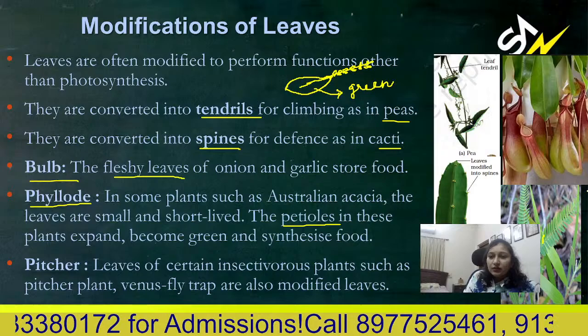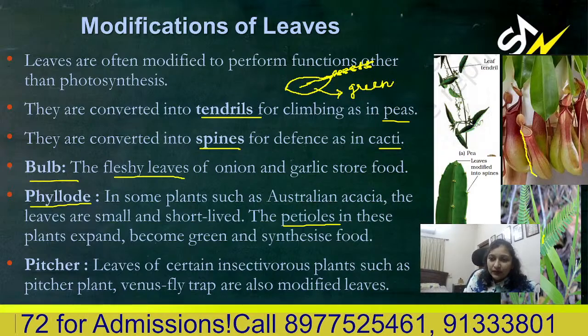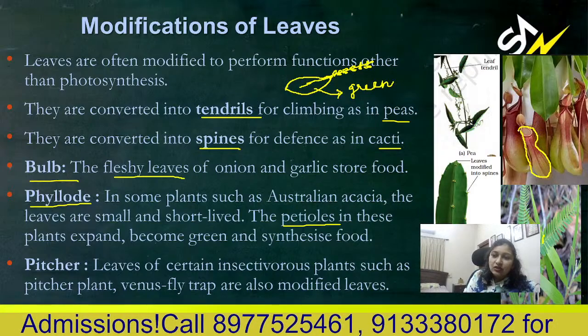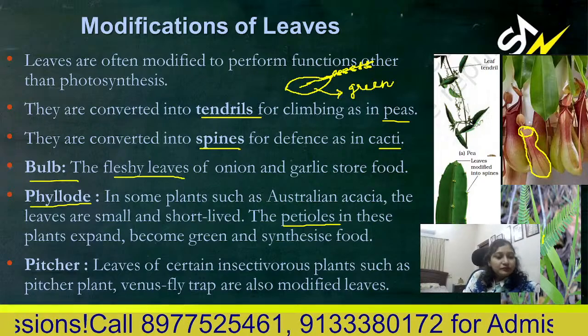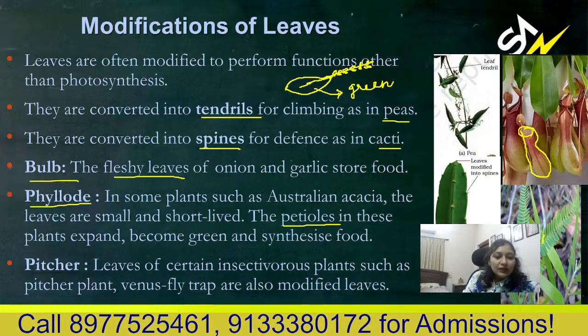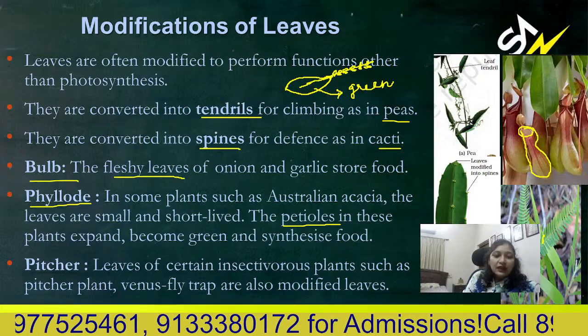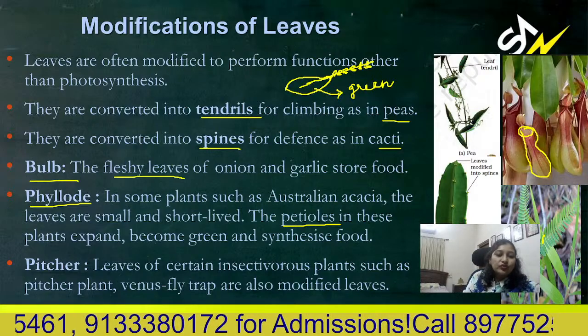Then pitcher. You can see here, this is a pitcher, completely just like a funnel or a pitcher. This is the pitcher plant or Venus flytrap plant, as in the case of insectivorous plants. These are leaf modifications to trap insects.